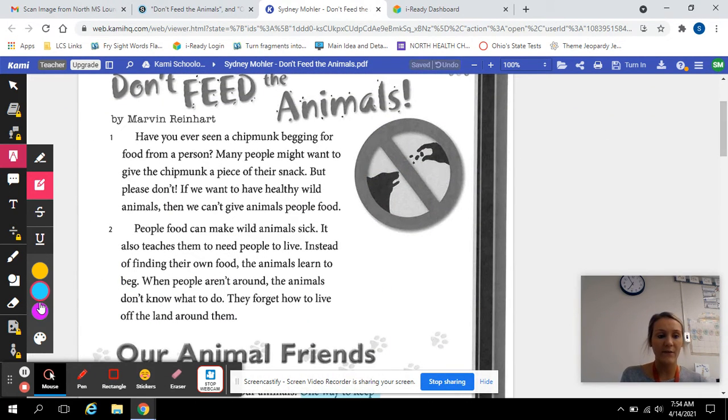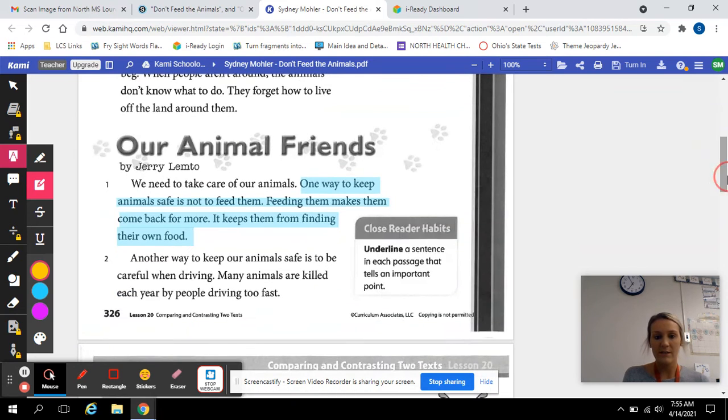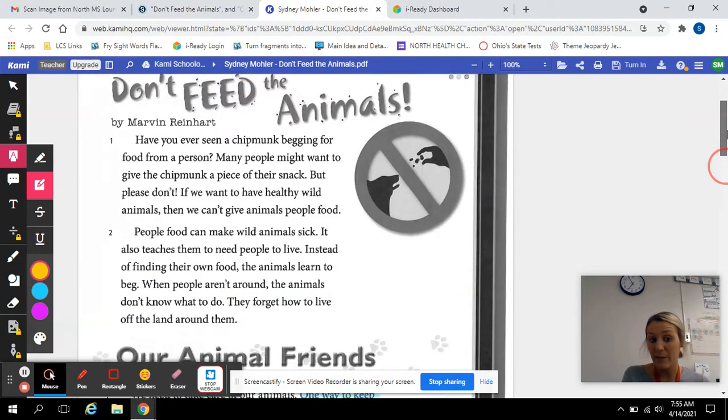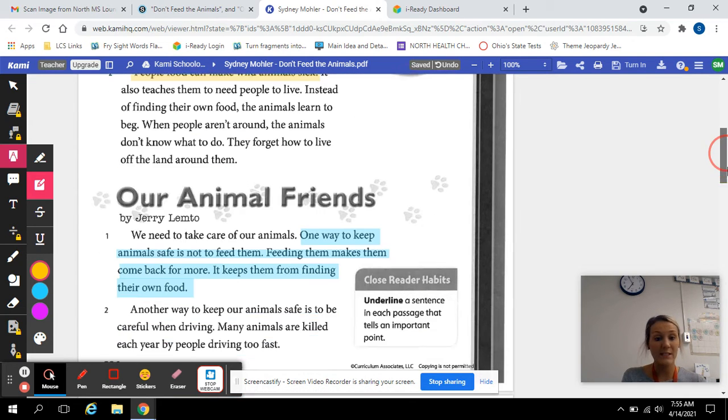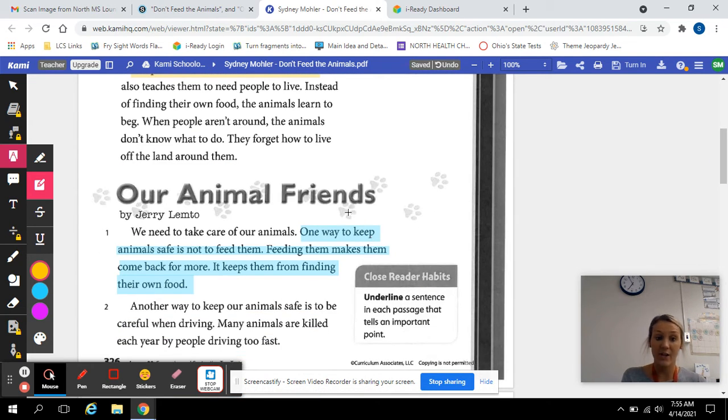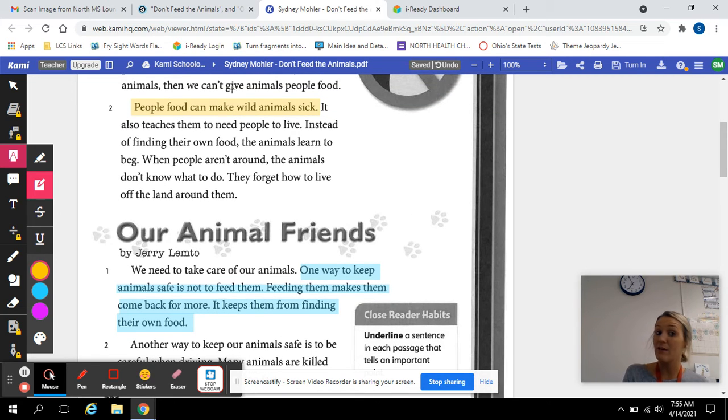So let's highlight a difference. I'm going to highlight my differences in yellow. So what was one thing that was different from this passage to this passage? Well, in both of these, it talks about how if we feed them, it keeps them from finding their own food. But up here in this passage, it also talked about how it can make them sick, whereas this passage did not. Okay, it talked about why feeding them keeps them coming back for more, and this one also talked about that and why it can make them sick.